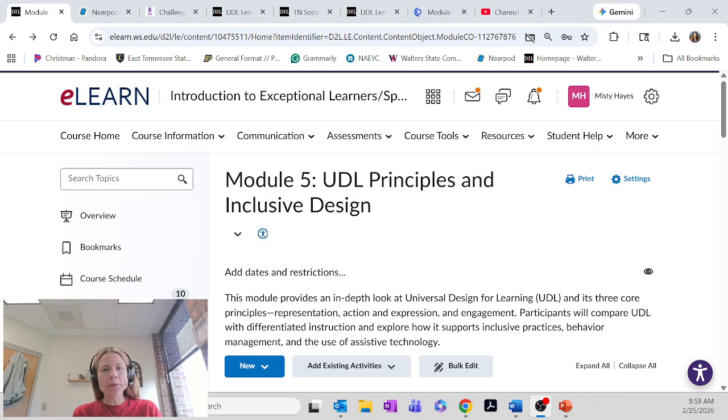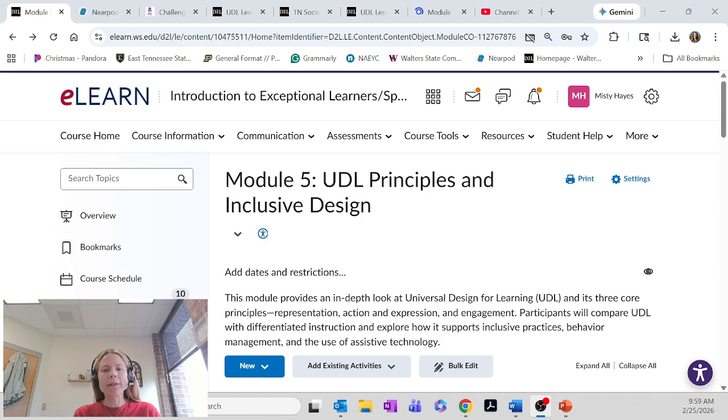Last week we worked in Module 4, which was talking about partnering with families and engagement. This week, we're going to turn our focus to the UDL principles. Now, remember, UDL is Universal Design for Learning. Specifically, we're going to be looking at UDL's three core principles, which are representation, action and expression, and engagement.